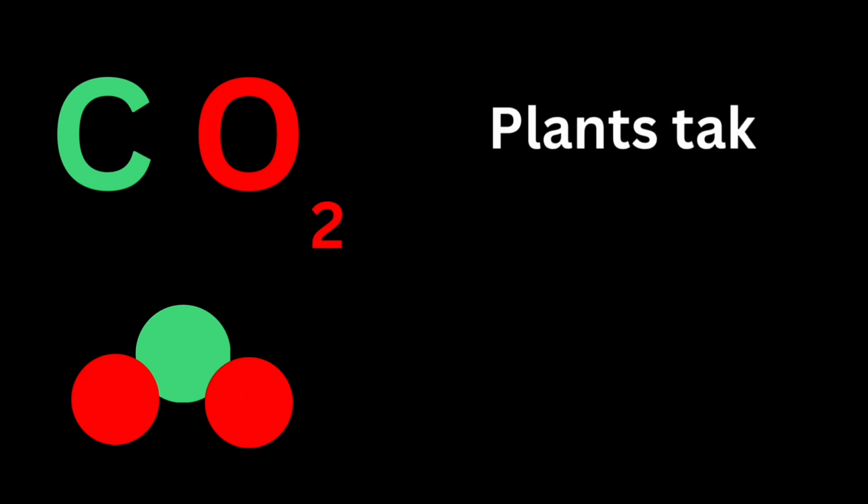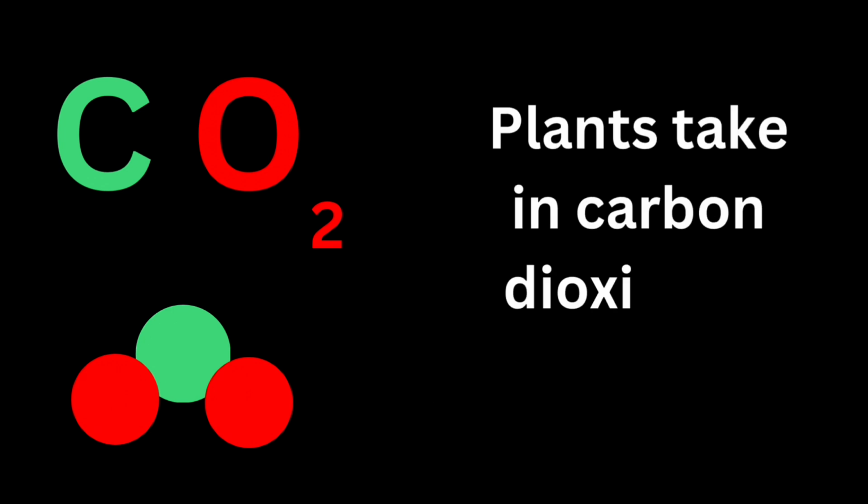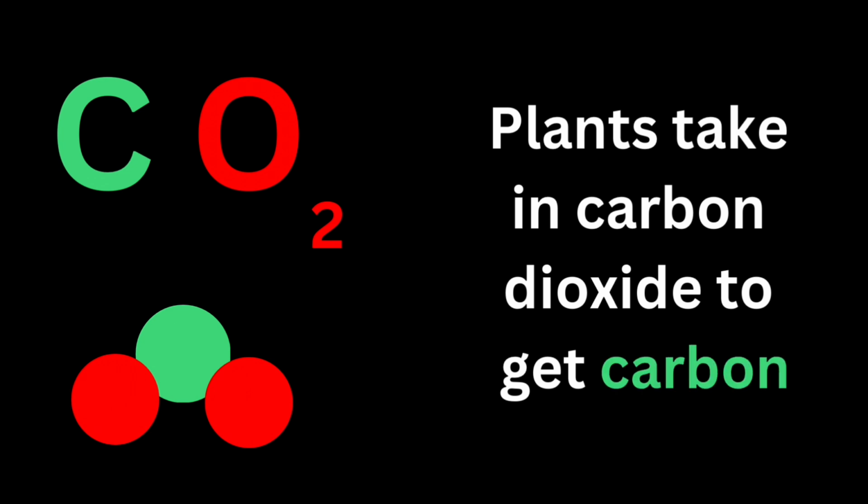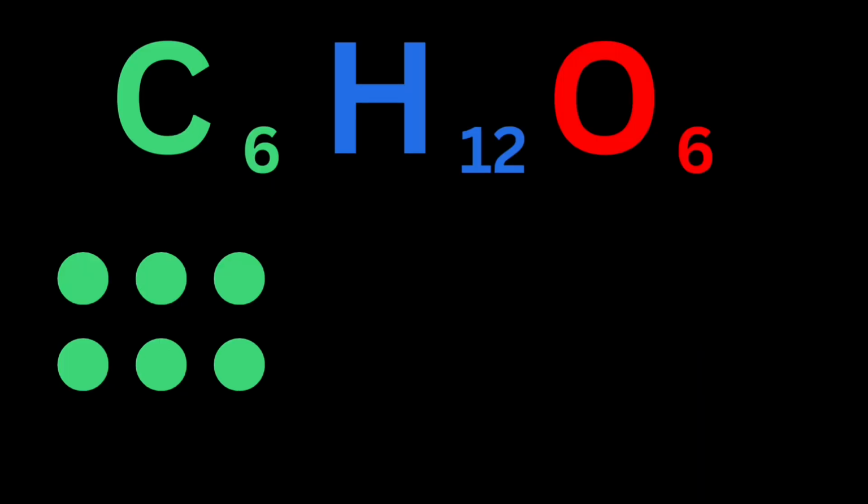So now we know that plants take in carbon dioxide so that they can get carbon to make glucose. And here's our formula for glucose, C6H12O6. So we've got the 6 C's that we need. Now we need to think about where we're going to get the hydrogens from.